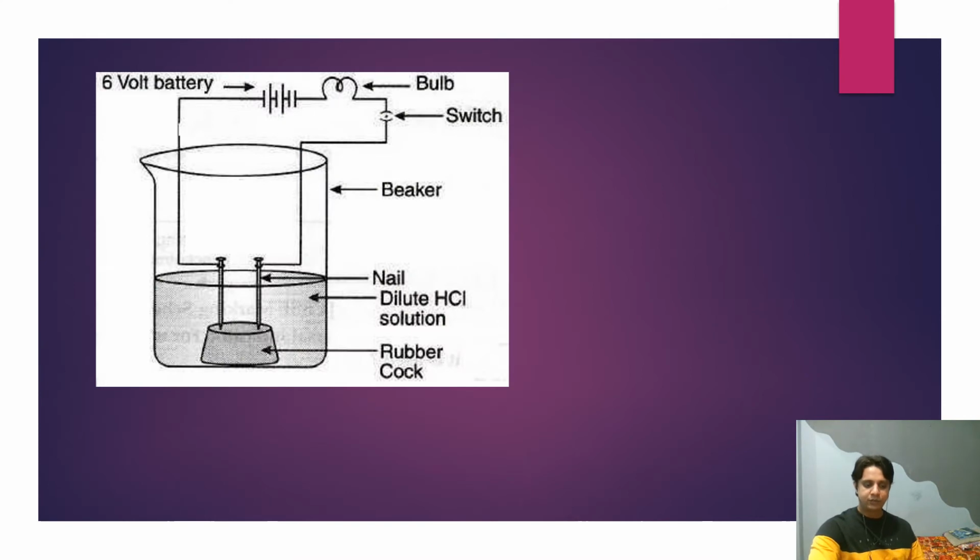Next one, 19th one, draw the diagram of the apparatus to show that acid solution in water conducts electricity. Label the following parts. Here they've asked that acid solution will conduct electricity. Basically, there is dissociation of H plus and OH minus ions, which leads to conduction of electricity because they act as charge carriers, and the circuit is complete and bulb glows.